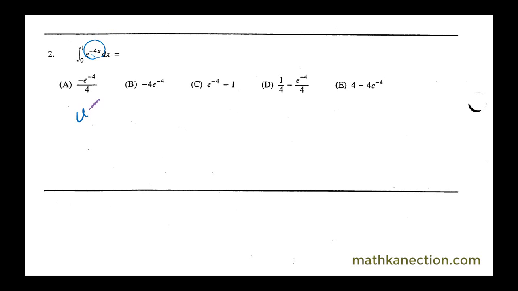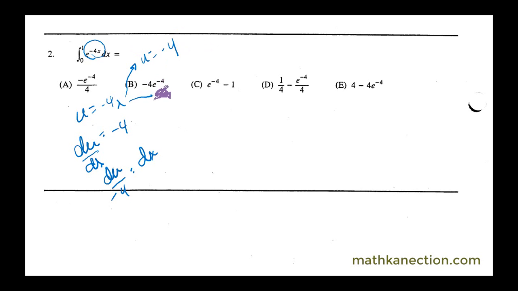So we're going to let u equal negative 4x, and then the derivative of u with respect to x is going to be negative 4. So then getting dx by itself, we'll get du divided by negative 4 is equal to dx. And then don't forget to change the values from 0 and 1. So the value at 1 is negative 4, and the value at 0 is still 0. So now the integral reads 0 to negative 4, e to the u, and then du. Then we have that divide by negative 4, so I'll make that a coefficient of negative 1/4.